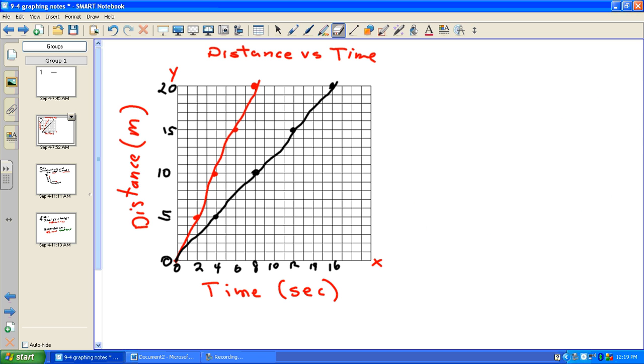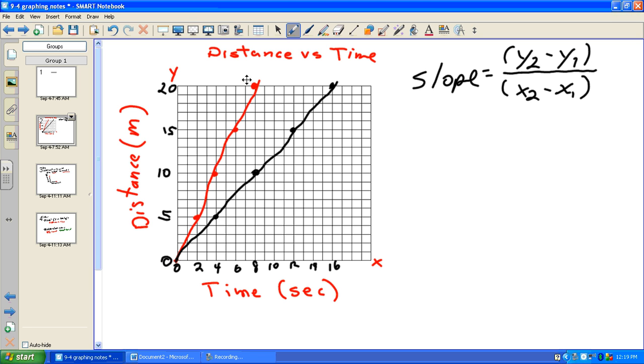Now, first of all, in math, all you use are numbers, but in science, our numbers mean something. These aren't just 5, 10, 15, and 20. It's 5 meters, 10 meters, 15 meters, 20 meters. So do the math the same, but don't forget about our units. That's going to be important. So slope is y2 minus y1 divided by x2 minus x1.